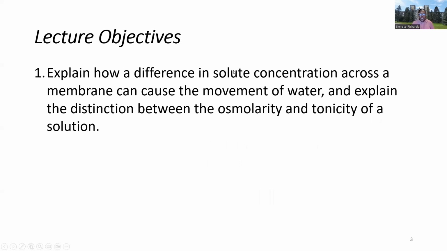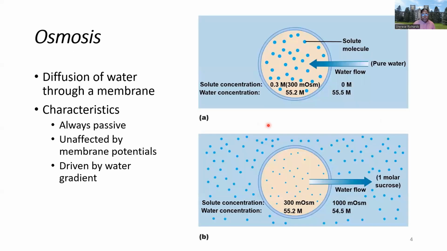Okay, so just kind of carrying on the conversation as far as membrane transport. Let's look at lecture objective number 1. Explain how a difference in solute concentration across a membrane can cause the movement of water, and explain the distinction between the osmolarity and the tonicity of a solution. Okay, so those are 2 terms we're going to want to describe and then distinguish from each other as well. Osmolarity versus tonicity.